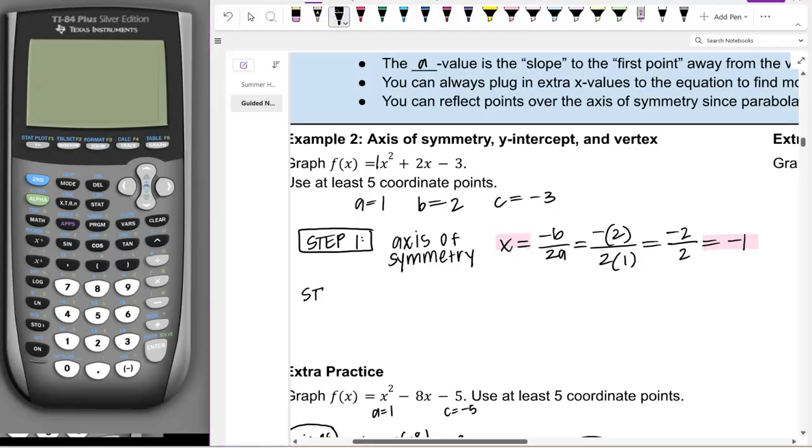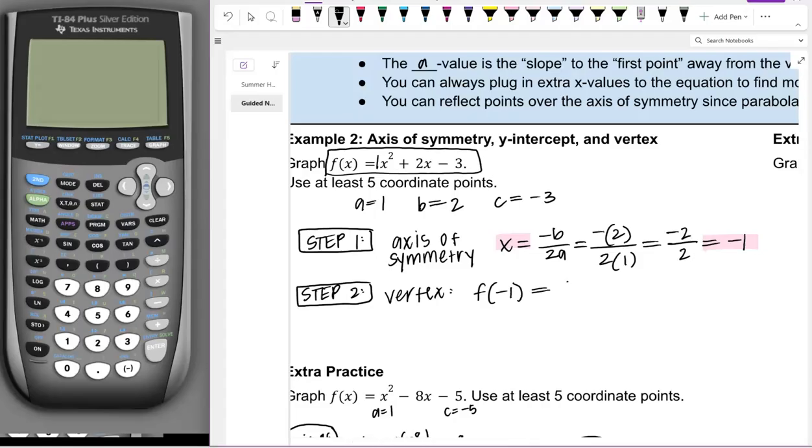Next, step 2, you're going to find the vertex. In order to find the vertex, you're going to take the answer that you got from step 1 and plug it back into the function. So we're going to do f of negative 1. So in the equation that they gave you to graph, you're going to replace anywhere you see the x, the variable, with a negative 1.